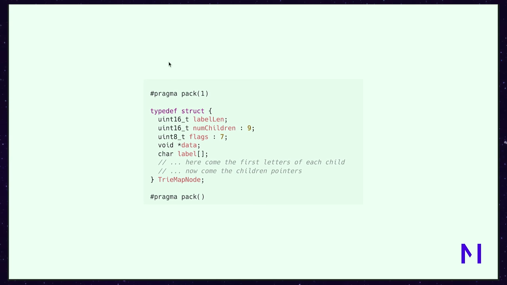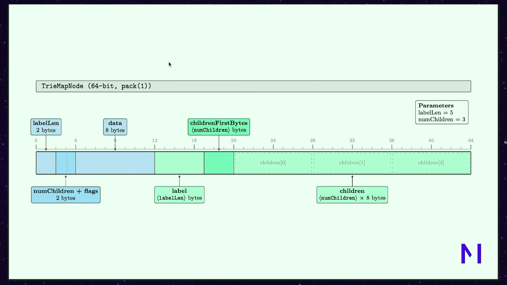Pretty interesting, huh? First time I read it, I didn't understand what it meant. So I had to go and read a bunch of supporting code to actually picture together what this was doing. I was particularly puzzled by the ghost fields. Like, what does it mean that here comes another, first letters of each child, and now come the children pointers? Why aren't those in the struct definition? Well, if you read the rest of the code, you can piece together that the TrieMap node in memory looks somewhat like this.